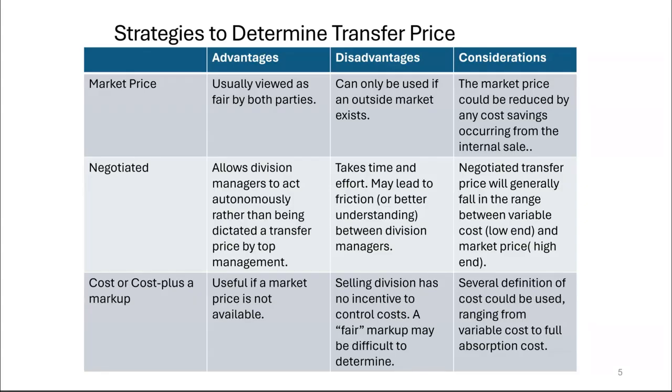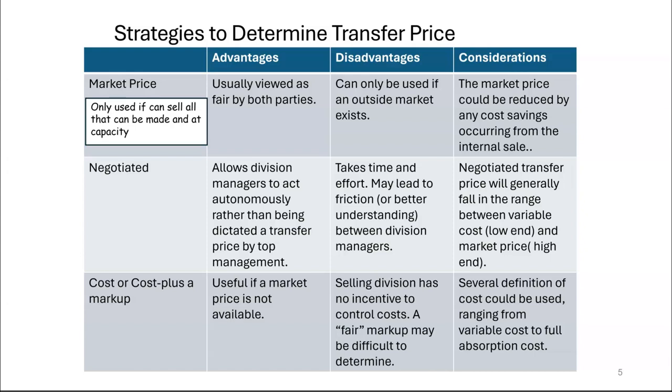Now, there are three ways that this can be done. First is we can use the market price. You'd use this if they can sell everything that they can make and the facility is at capacity. So there's no benefit for them to charge less than the selling price. They would sell it to the market. Negotiation is where they're selling to the outside, but the range is going to be between the variable cost per unit and what they can sell it to the outside.